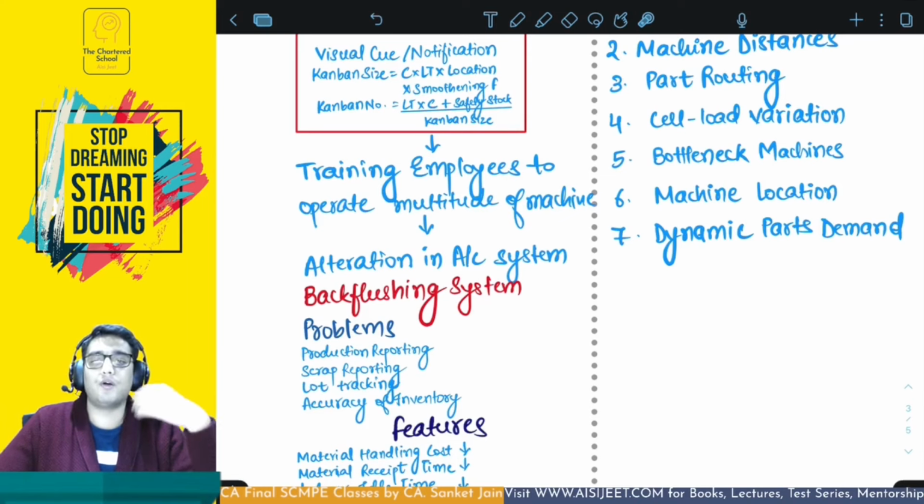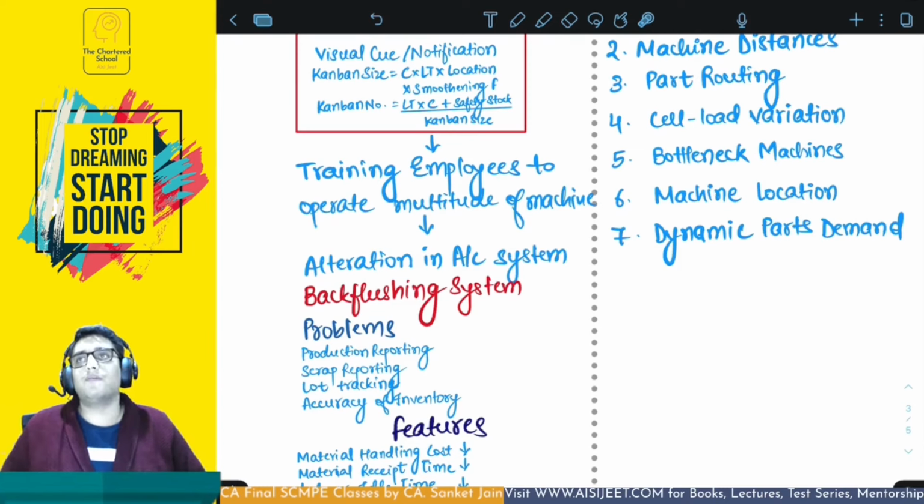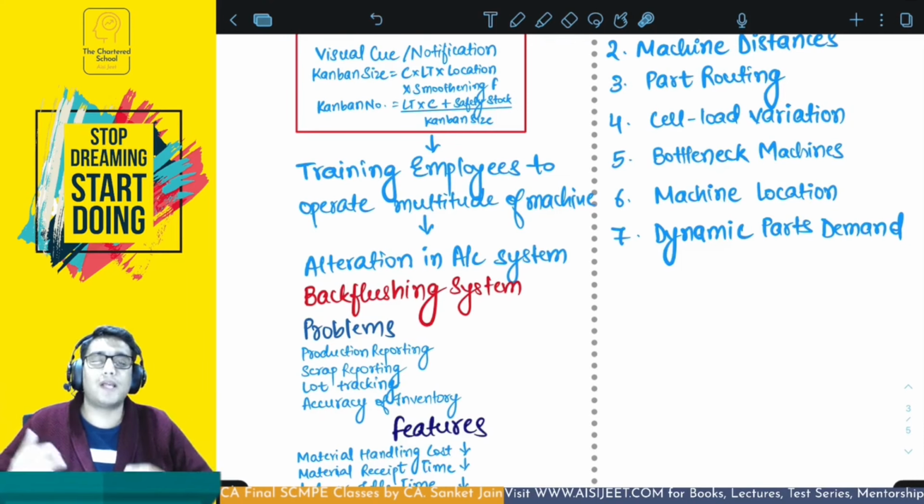And the last one is that the accuracy of inventory also goes for a toss, because the material or components are not dispatched from the stores; they are directly received at the production floor. They are going to be directly used in manufacturing, so there is no accounting happening, and the accuracy of inventory is lost, because you don't know how much inventory has come in, how much of it has been utilized, and when you want to order again. So that becomes another problem in the backflushing system.